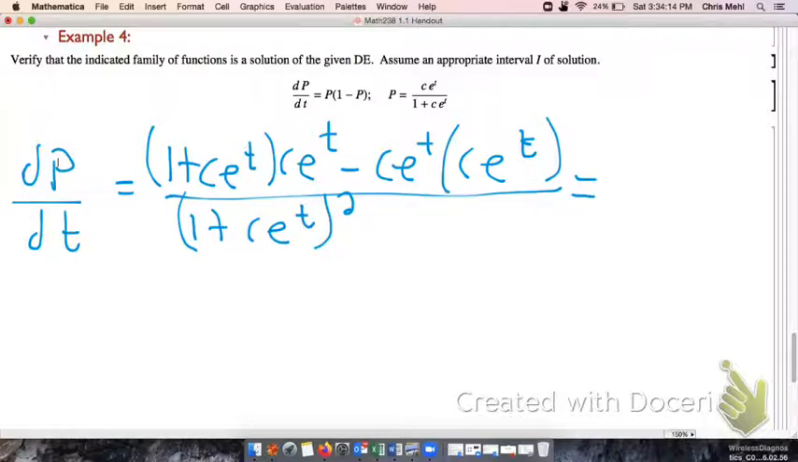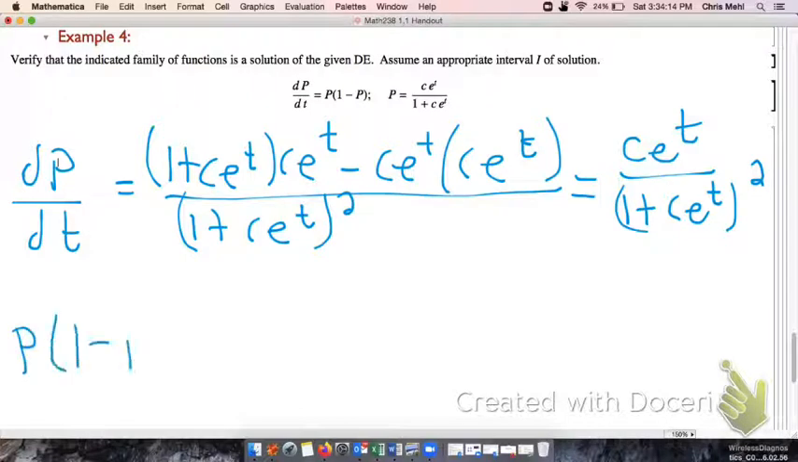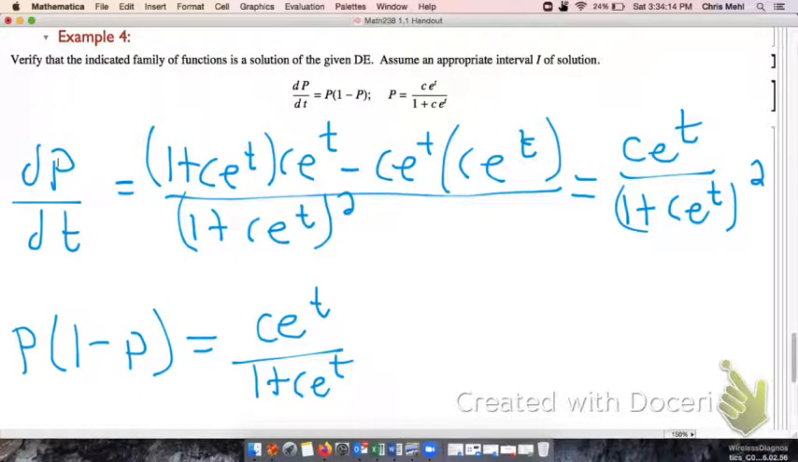I think you're going to get a c squared e^(2t) twice. I believe the numerator just becomes ce^t, and the denominator will be (1 plus ce^t) squared. Sorry, that's p prime. So that's actually the left-hand side of the differential equation. I can do a left-hand and right-hand side verification as well. Right? If I look at p times (1 minus p), that's going to be ce^t over 1 plus ce^t times 1 minus that.